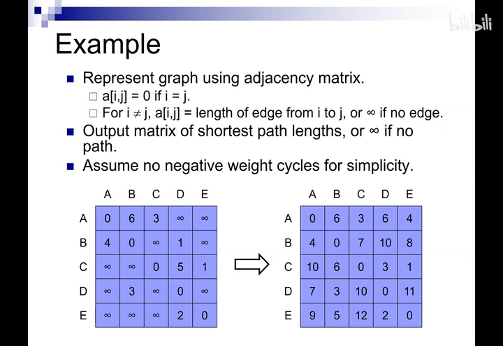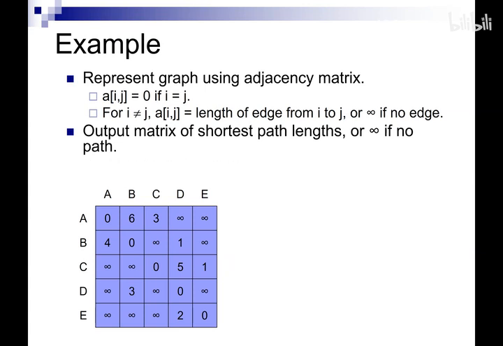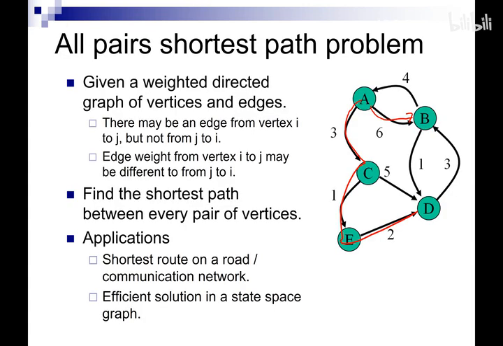And we're going to assume in this algorithm that we don't have any negative weight cycles. So you could have cycles, for example, in this graph, you can go from A to B back to A, but the weight of doing that is positive.